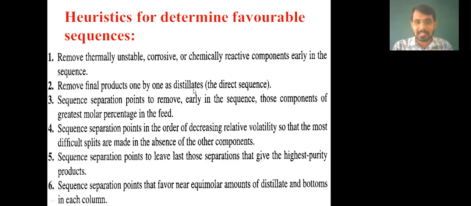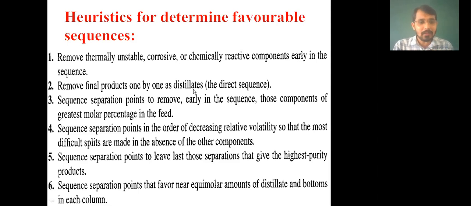What is the meaning of this line? Suppose my feed consists of 3 components. Component A has 70%, meaning 70 mole fraction. The second has 20 and the third has 10. According to this rule, I am removing the 70% composition component at the early stage. So this is the meaning of the third rule.